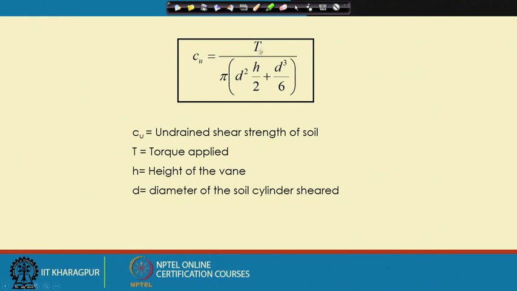Here T is the torque applied, cu is the undrained shear strength or undrained cohesion of the soil, D is the diameter of the soil cylinder sheared, and H is the height of the vane.